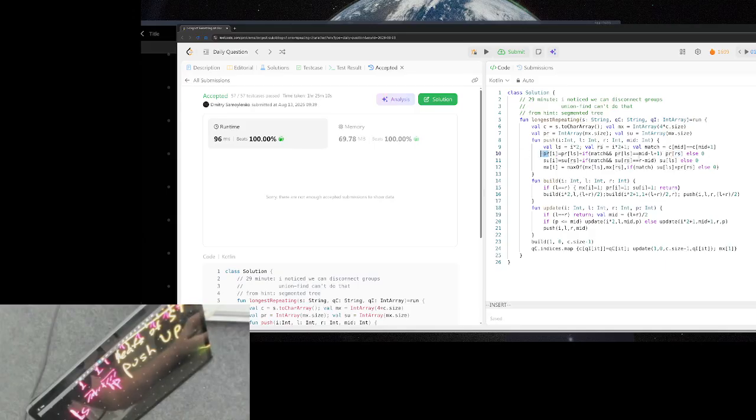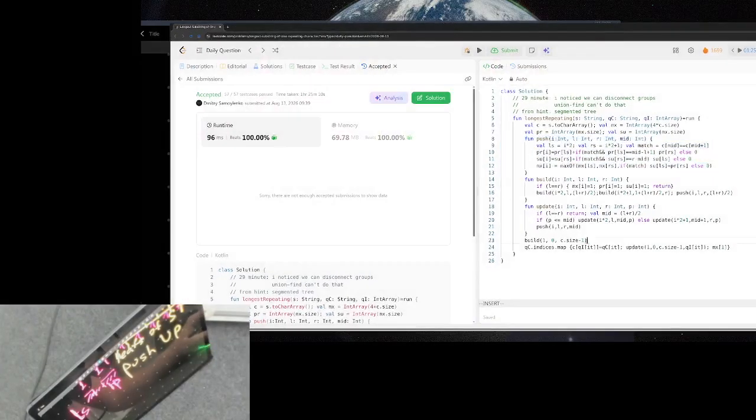And only if the entire length of the left subtree equals the prefix of the left subtree, so the entire prefix is a match, then we merge it. And same for the suffixes. And the maximum is taken if we have a match. We are merging this suffix of the left with the prefix of the right. This is a push.